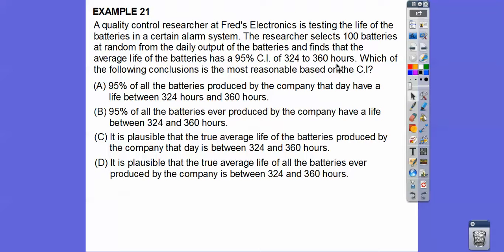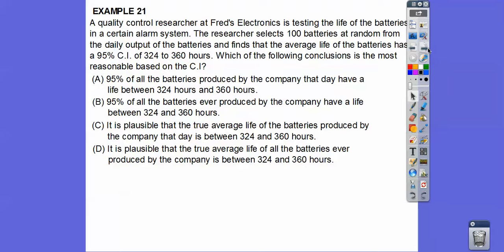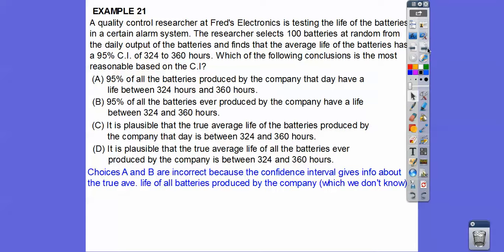Okay, so A says 95% of all batteries produced by the company that day have a life between 324 and 360 hours. Okay. So, and then B says, and these are similar, 95% of all batteries ever produced by the company have a life between 324 and 360 hours. Well, both of those are incorrect because the confidence interval gives information about the true average life of all batteries produced by the company, and we don't know that, you guys.